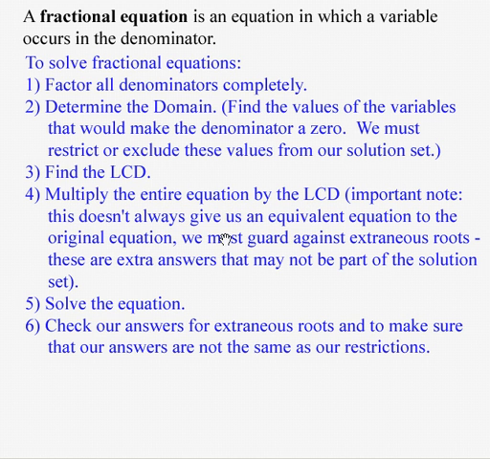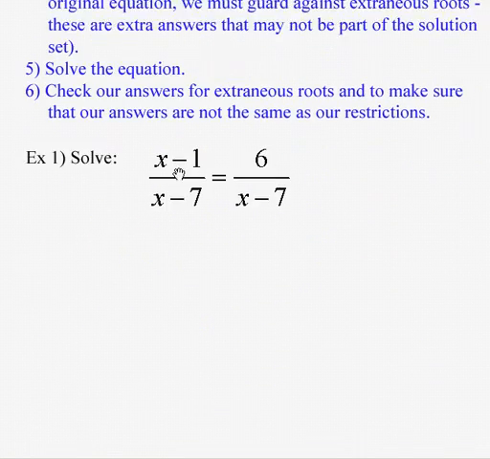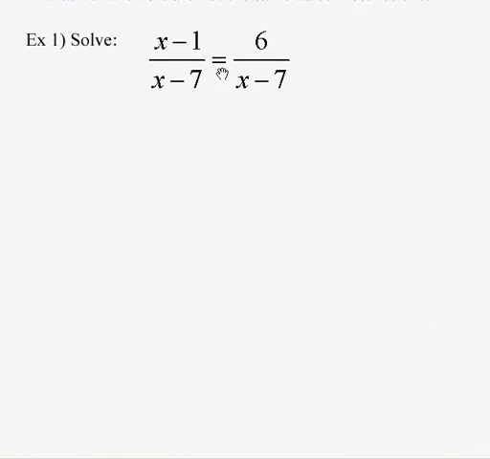We have to be careful though, because sometimes this will give us what's called extraneous roots, which is big vocab for extra answers. So we solve our equation, and then we could have an extra answer, so we need to check our answer to make sure, first of all, that we don't have any extraneous roots and that our answers are not the same as our restrictions. That is a long game plan. Let's look at it by example and see what can happen.